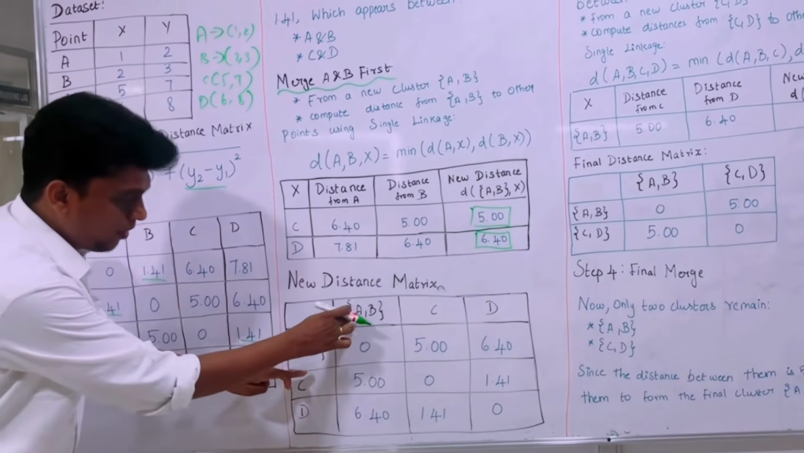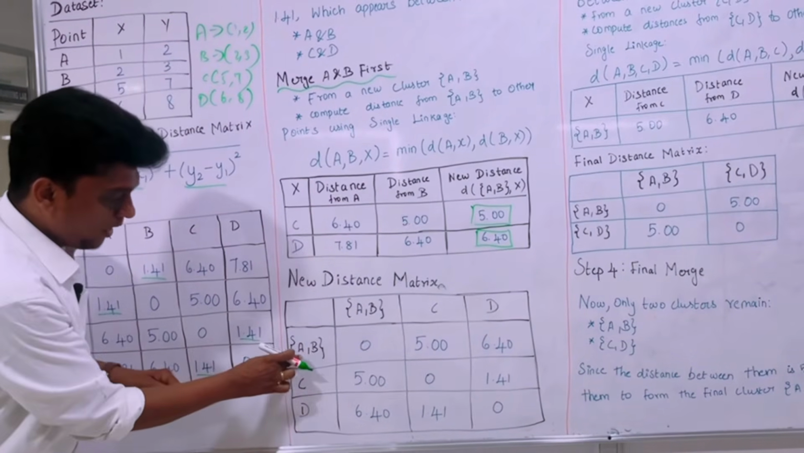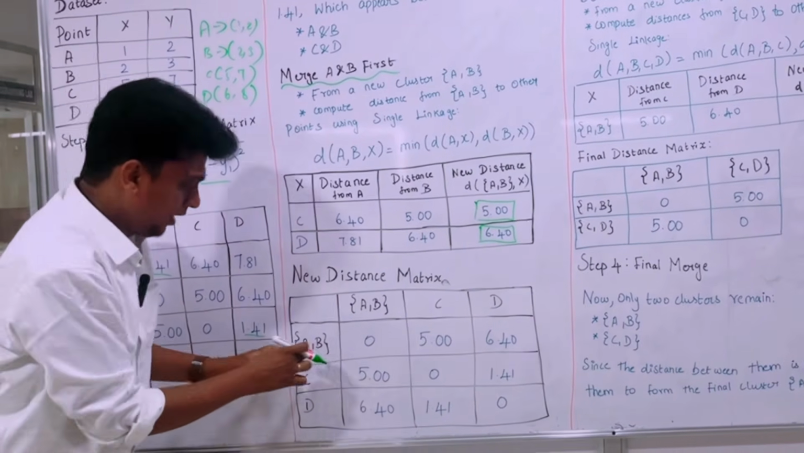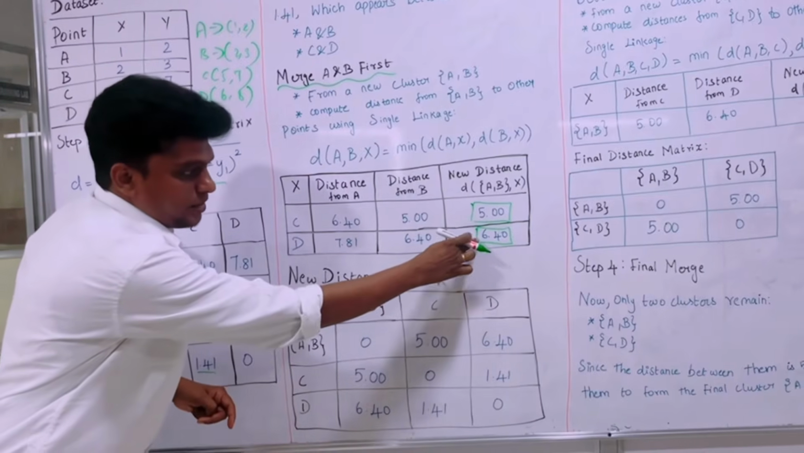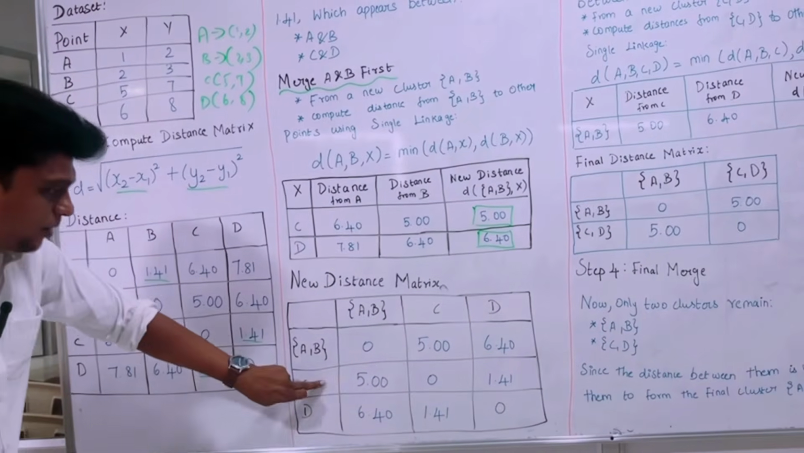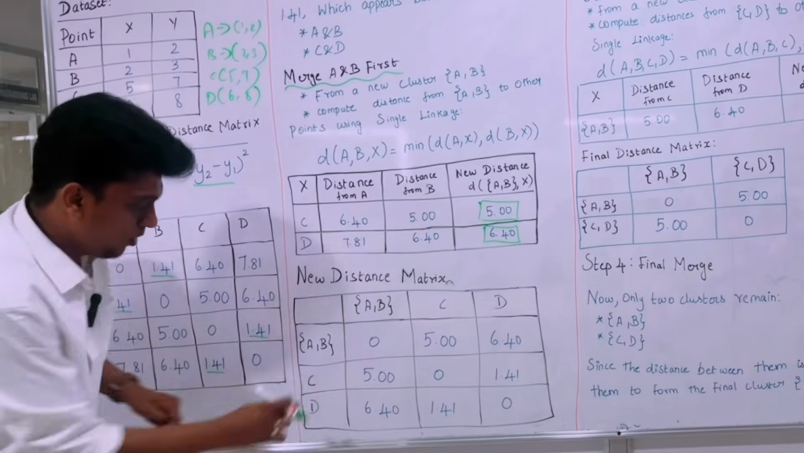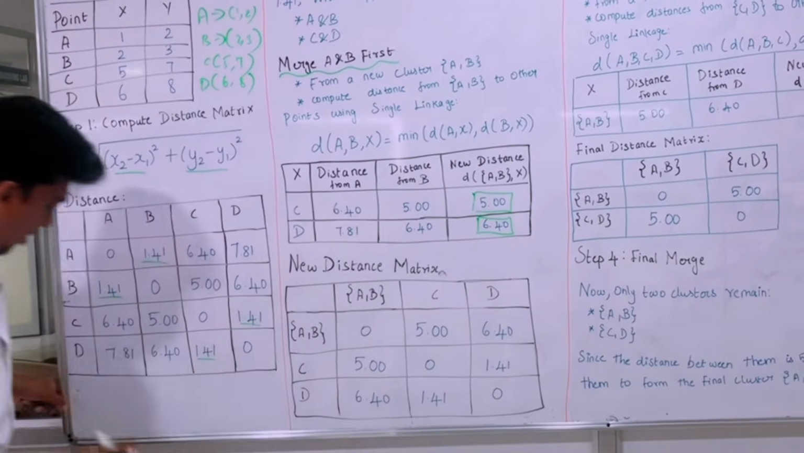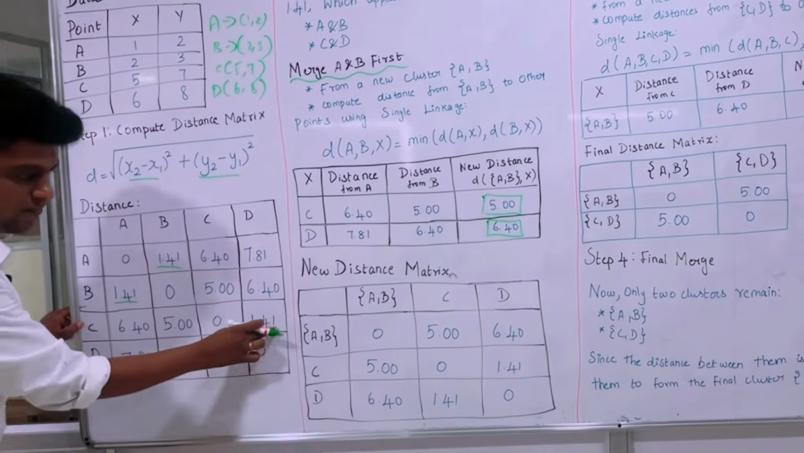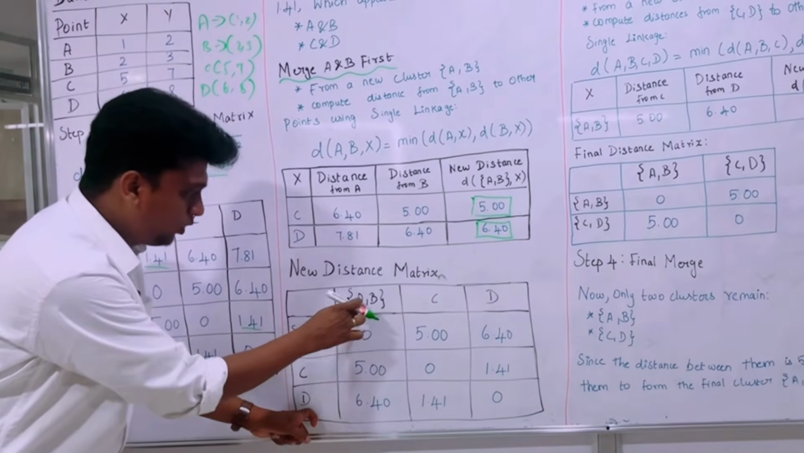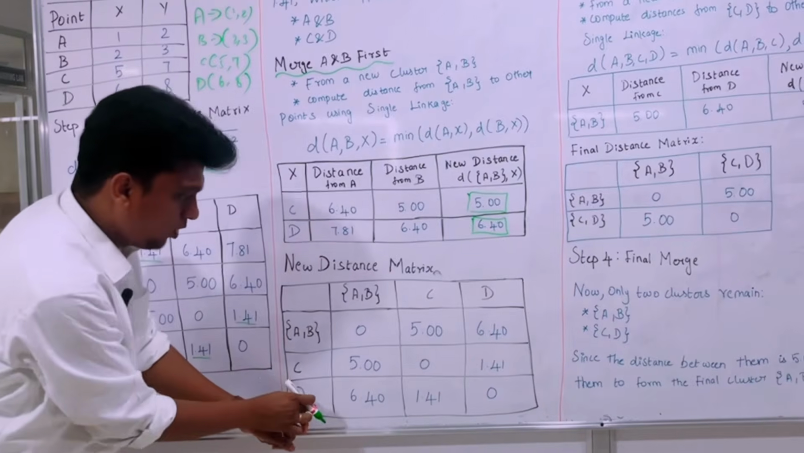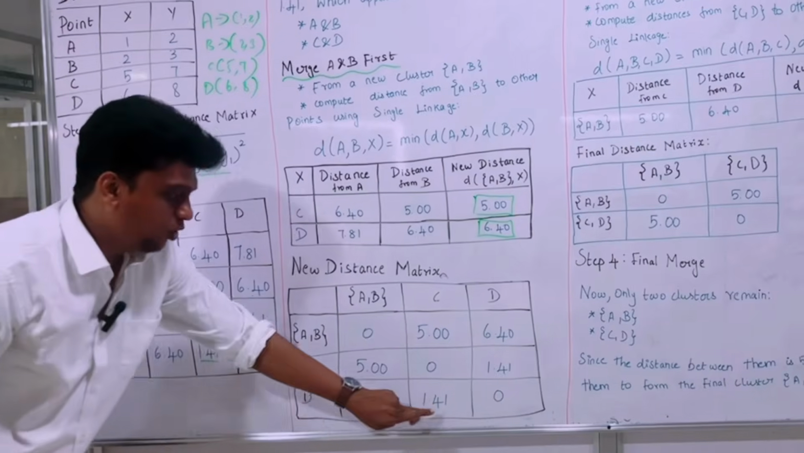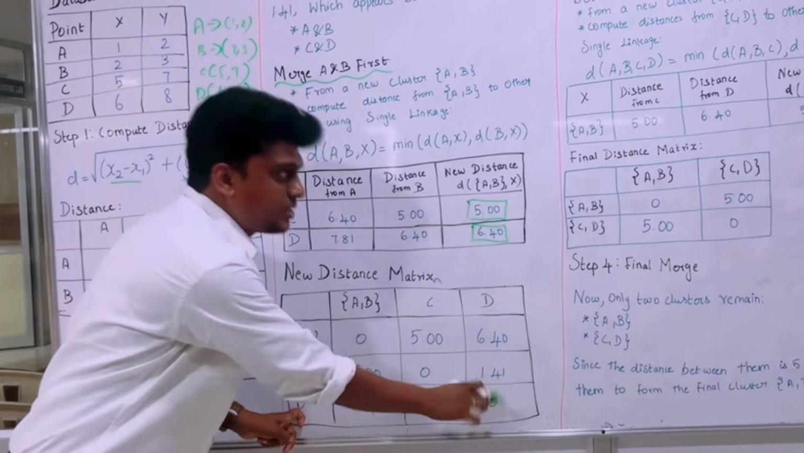The distance between A, B and A, B is always 0. From A, B to C, the minimum distance that we calculated is 5. Then from A, B to D, the minimum distance that we calculated is 6.4. Then from C to A, B this value, and C to C is 0. Then C to D is 1.41, which we calculated from here. Then again D to A, B is 6.40, D to C is also 1.41, and D to D is 0.